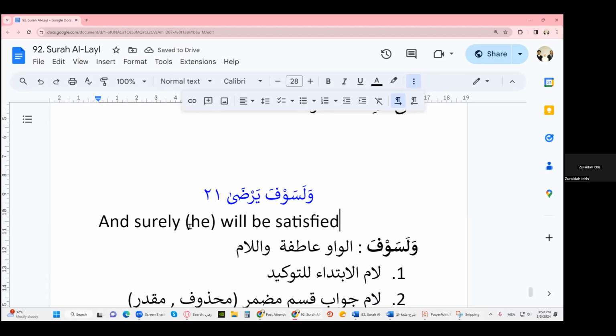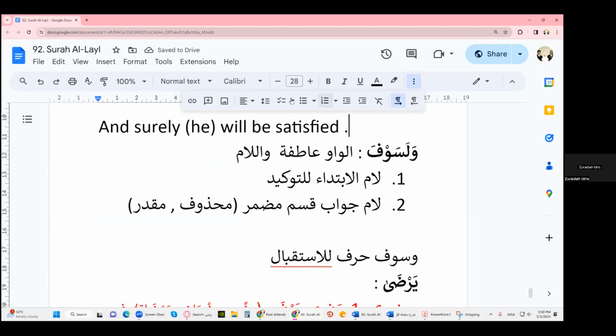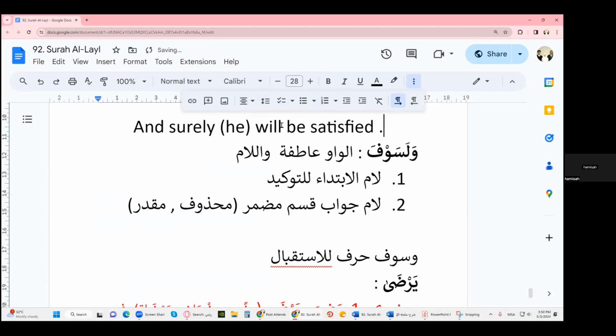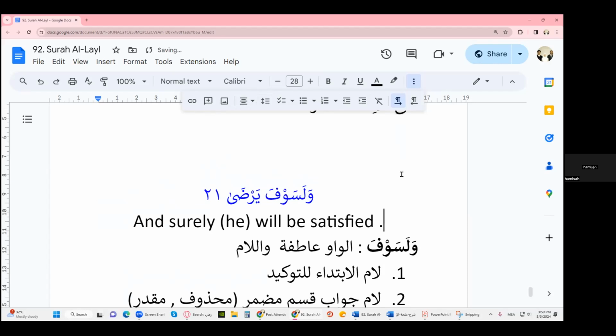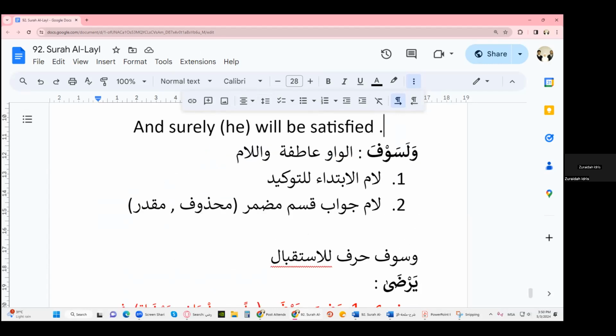What would he be satisfied with? What is he looking at actually? Looking at the face of his Lord in Jannah. Okay, alhamdulillah. There are many things he can be satisfied about, and one of them will be the most beautiful one, isn't it? Looking at Allah's wajah. Okay, so if it were a jawabul qasam, then how would we translate this?